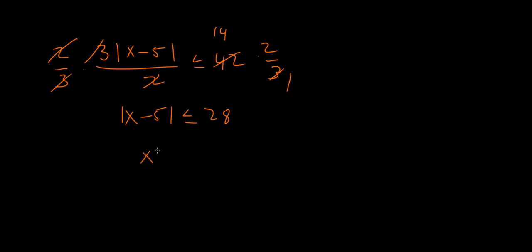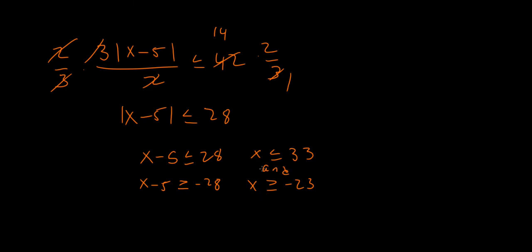Take the absolute value bars off. We need x minus 5 to be less than or equal to 28, and x minus 5 needs to be greater than or equal to negative 28. So let's solve this just by adding 5. So x is less than or equal to 33, and x is greater than or equal to negative 23. And remember, we need an AND here. We need to satisfy both of these inequalities.